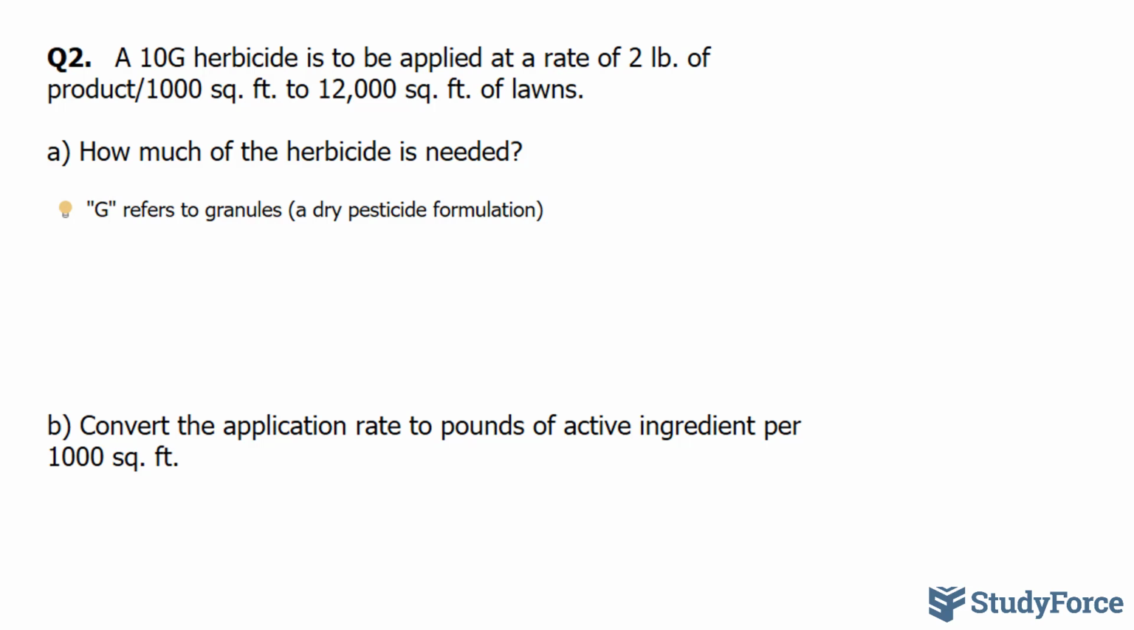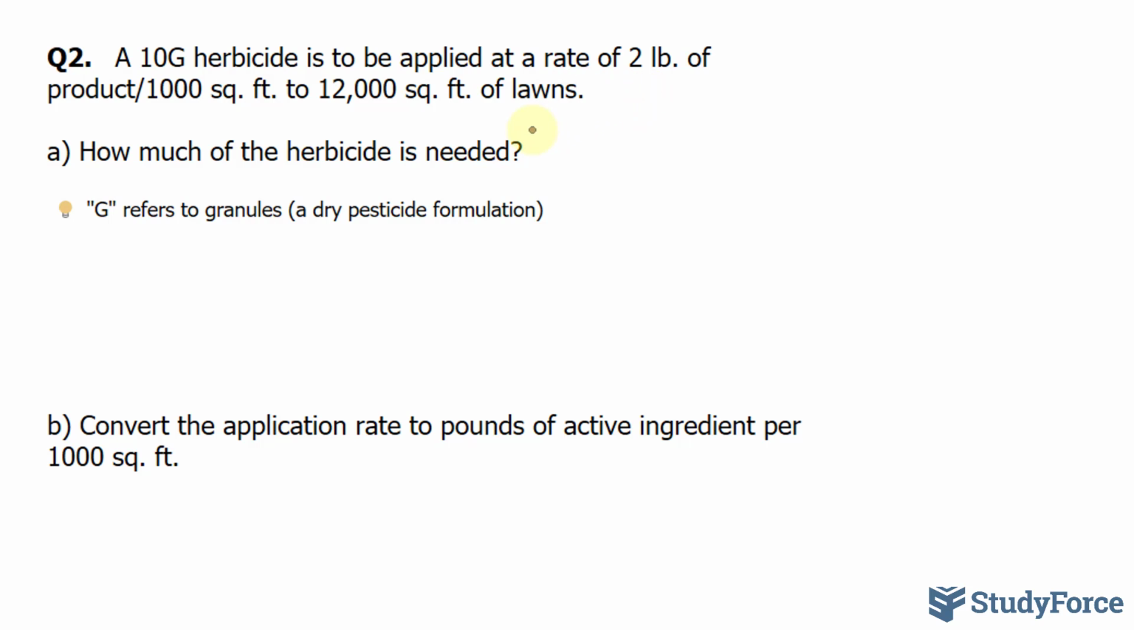This time the question asks, a 10G herbicide is to be applied at a rate of 2 pounds of product per 1,000 square feet to a 12,000 square foot lawn. How much of the herbicide is needed? Let's begin by understanding what this 10G means. That capital G, as shown right here, represents granule, and it's the formulation type.